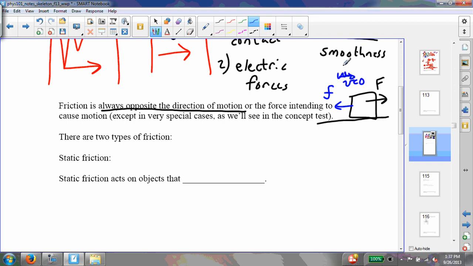Now, if v equals 0, the force is there, it's just not an unbalanced force. The frictional force is there, it's just it completely balances with the force that you're pushing on the object with. More about that in just a moment. All right, so we'll come back to that. But just remember, friction is always opposite the direction of motion.